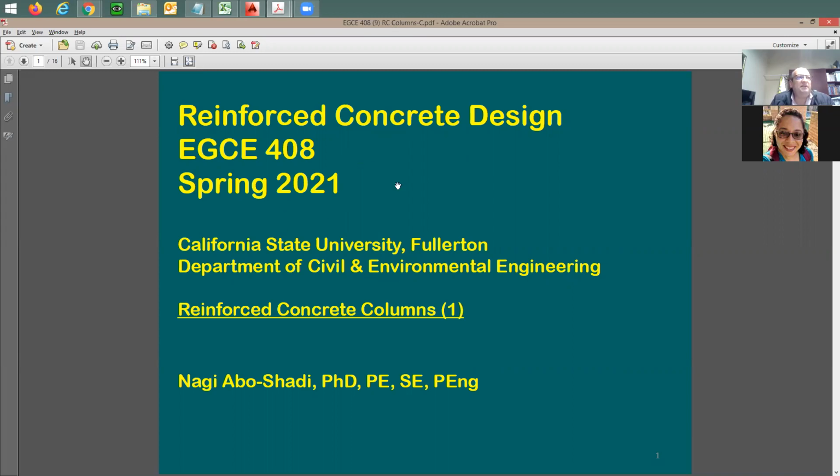We're gonna have 3 slide sets on columns. The first one is about something that we call tied columns. Second is gonna be about spiral. The third one is gonna be about when you have combined axial load and then some moment on the column. How would you treat a column this way?